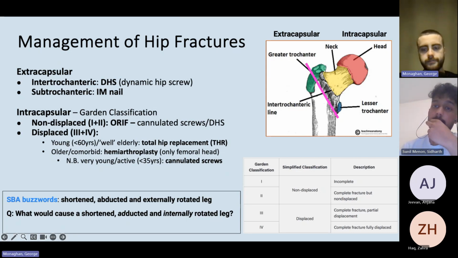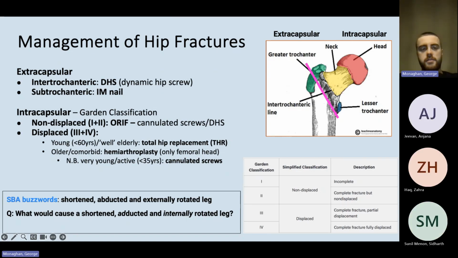Yeah, exactly. Thanks. So some SBA buzzwords for these hip fractures. One thing to say about buzzwords is it's very easy to just see one and then click an answer, but it's still very important to read the rest of the question and make sure you're not missing anything. It could just be there to throw you off. But typically, the buzzwords you'll see with a hip fracture are a shortened, abducted, and externally rotated leg.